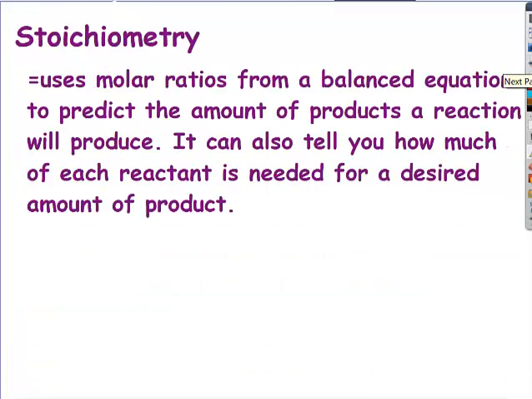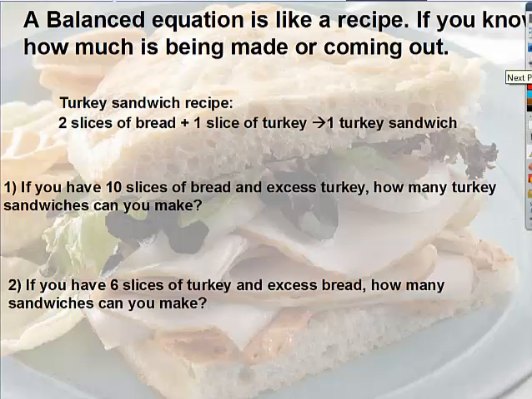What is it? It uses molar ratios, so we're going to be comparing moles of something from a balanced equation to predict the amounts of a product a reaction will produce. It can also tell you how much of each reactant is needed for a desired amount of product. So this is very important to tell us if I need 35 grams of oxygen in order to react with 50 grams of nitrogen, I need to know the exact amount I need so we don't waste it. Wasting is the worst thing that you can do in chemistry, so we try to get the exact amounts.